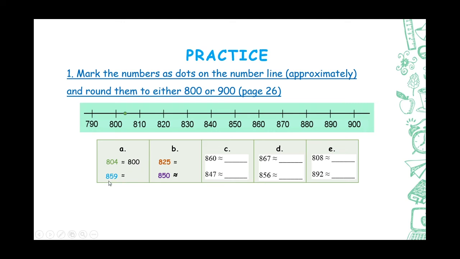Next one, 859. We'll put this on our number line. So 10, 20, 30, 40, 50, 59. So 59 will be very close to 60. There we go. Now, do we round 859 up or down? We have 5 tens, do we round 5 tens up or down? Well done, that's right, we round it up.